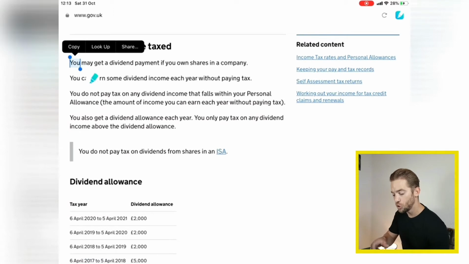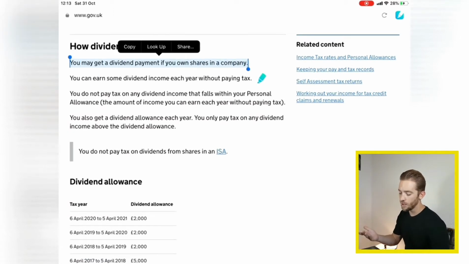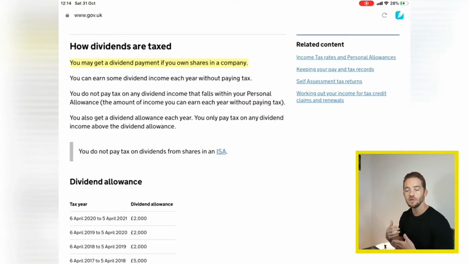Now, the first line here, you may get a dividend payment if you own shares in a company. That's actually quite important. I don't know if people are aware of this, but dividends can only be paid from profits. So if you're investing in a loss-making company such as Upwork or Fiverr or Beyond Meat, those companies cannot pay you a dividend. Even if they have a couple $100 million sat on the balance sheet, which many of them do as they do different rounds of capital raising, they cannot actually distribute that money to its shareholders because they haven't made any profits yet.